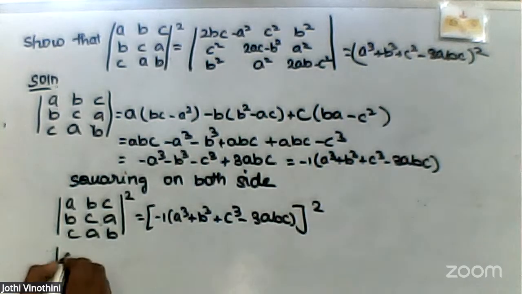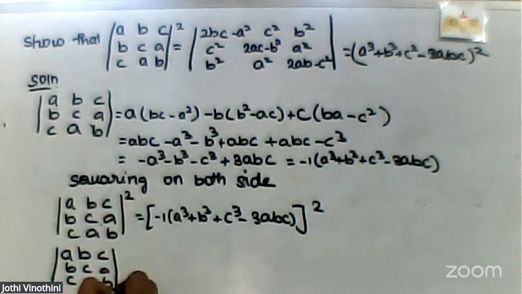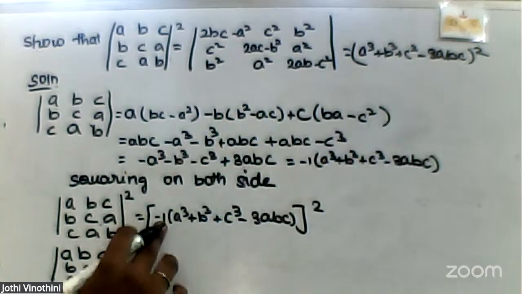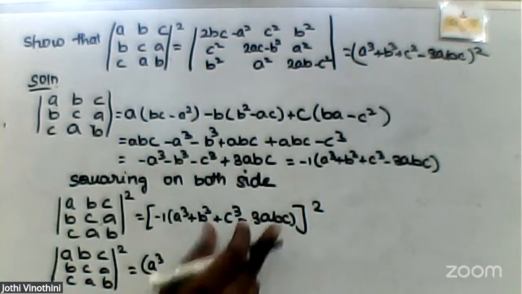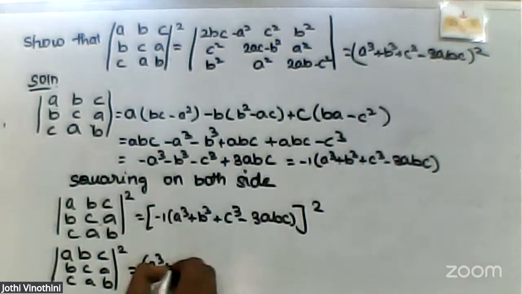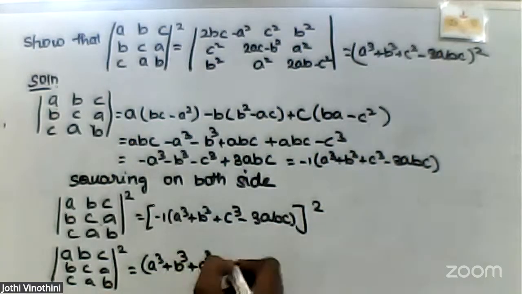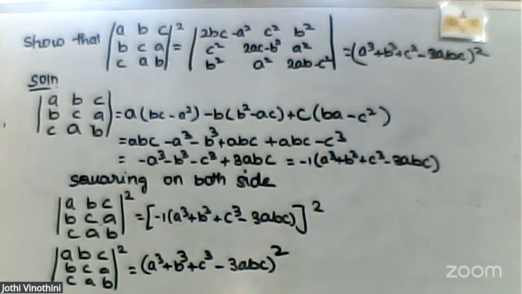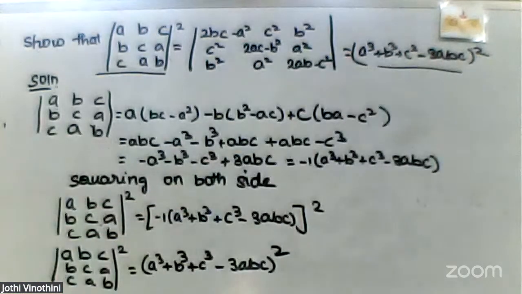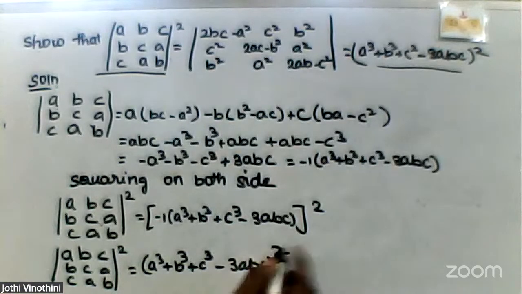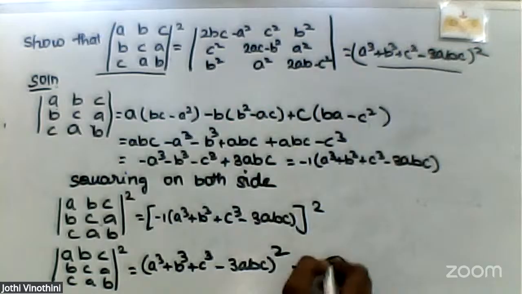So we will get the determinant of ABC, BCA and CAB the whole square, which is equal to... while squaring the minus 1 we will get plus 1. Right? So I am going to keep the squaring on this side as it is. So it becomes a cube plus b cube plus c cube minus 3abc the whole square. Clear? See the question. We proved this one is equal to this one. This is the first step of the sum, so I am going to name it as equation number 1.